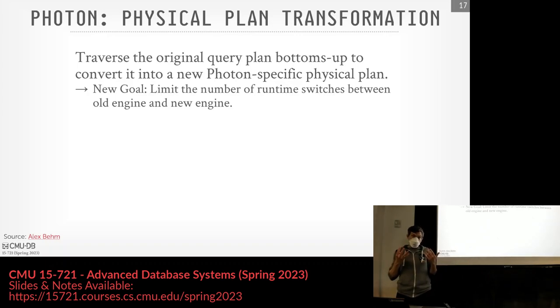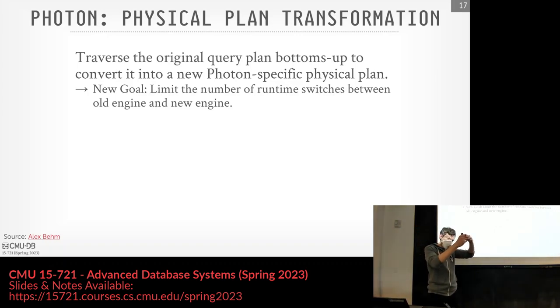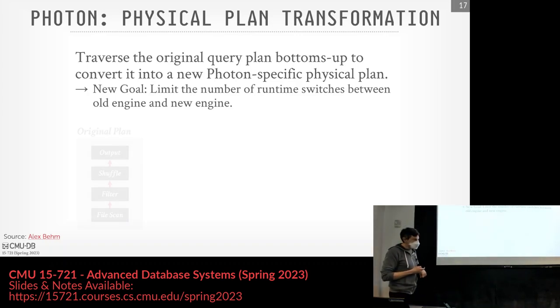So they go bottoms up to make sure that they don't do a transformation. They know how many transformations they've done below, and they're not making weird ones in the middle. The idea is that you figure out what point can I start converting things to Photon, and how far can I go up into a pipeline or a query plan.